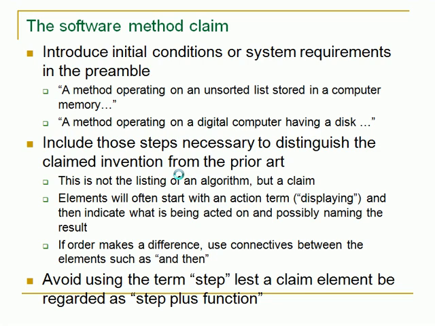Then when you do a dependent claim, you can say said method in claim 1, and then it could be used for not just sorting, let's say, people in class, but it could be used for sorting textbooks, or it could be used for whatever. Make it as broad as you can. A method operating on a digital computer having a disk. Sounds very device-oriented, but it's really about the method and the system.